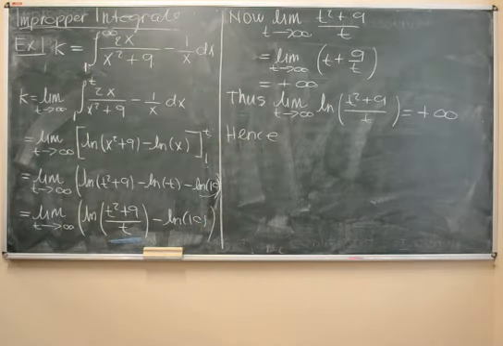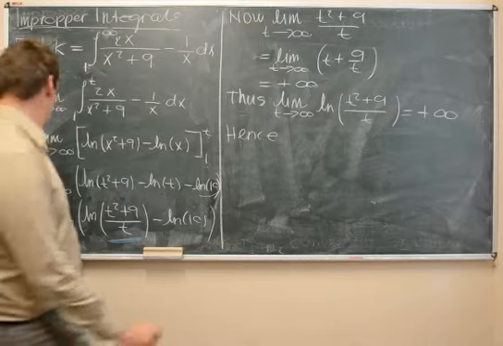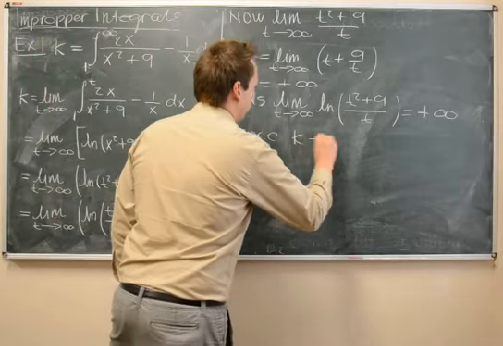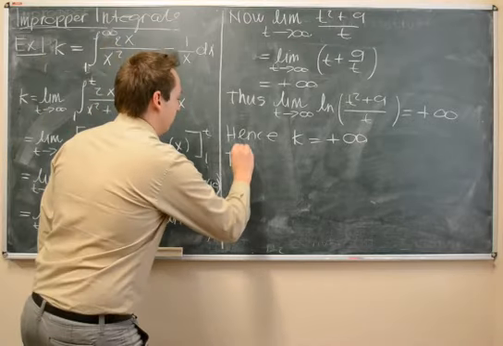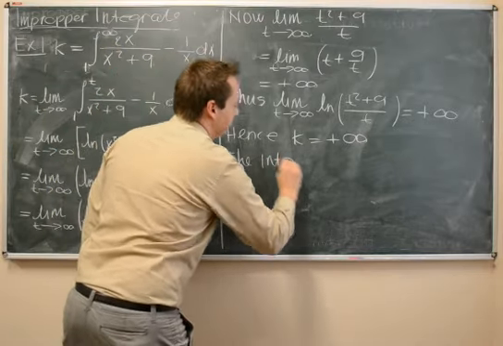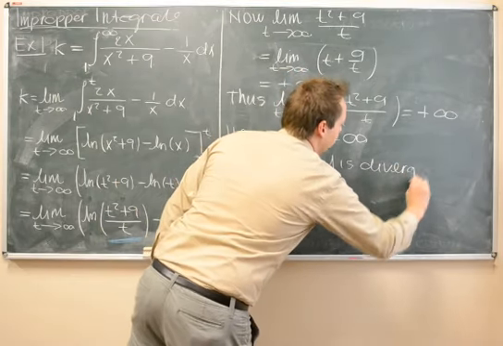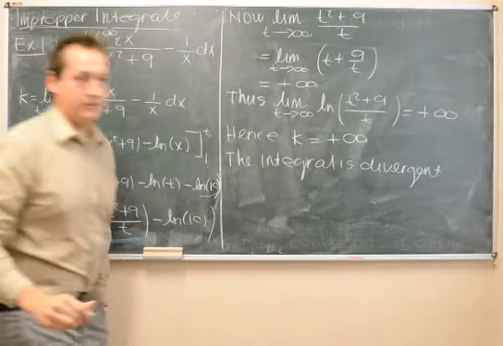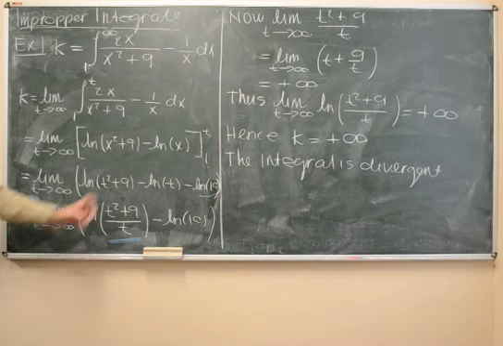So what can we say about our original integral? Well, this term goes to plus infinity. That stays ln 10, so the whole thing is plus infinity. The integral is divergent. Remember, this integral is convergent if the limit exists as a finite number. And in this case, we've shown that the limit is plus infinity, so the integral is divergent.